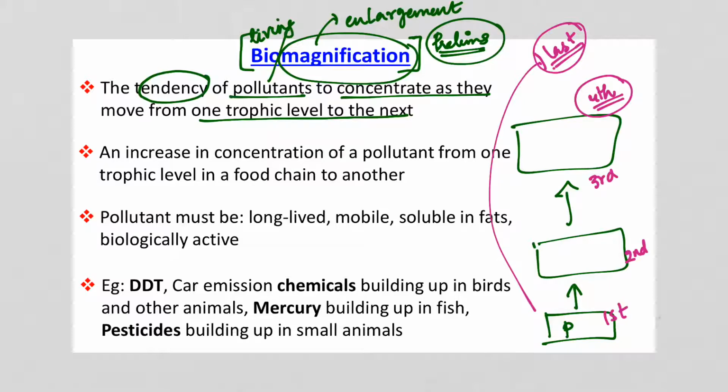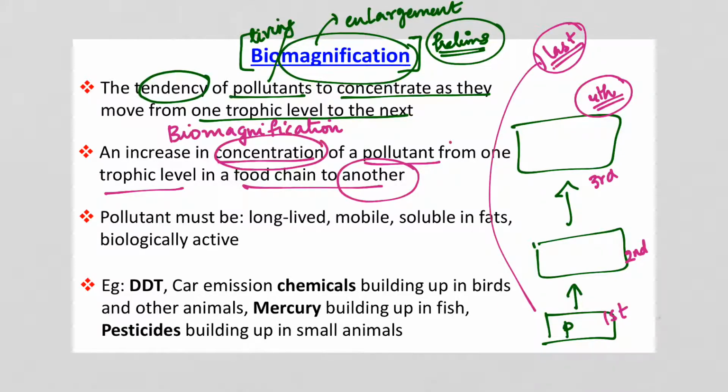Let's see that. Biomagnification is an increase in the concentration of a pollutant from one trophic level in a food chain to the next. These are the conditions for biomagnification. First of all, the pollutants must be long-lived. It should be mobile, that means it should be able to move.